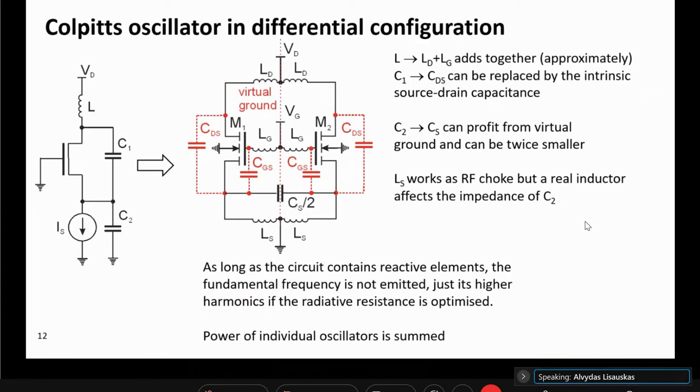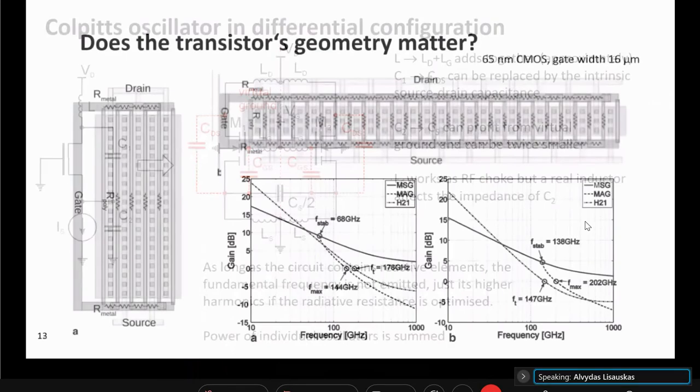And there is one more thing: it's not a single oscillator now, but we inevitably have a pair of oscillators, so the two oscillators can add. They can be detuned slightly to increase the bandwidth of the total system. And the power of the individual oscillators is summed already here. And this also allows us to get the oscillation condition with lower gain than for the classical single-transistor Colpitts scheme.